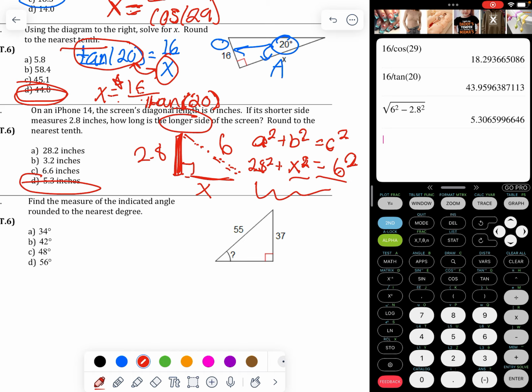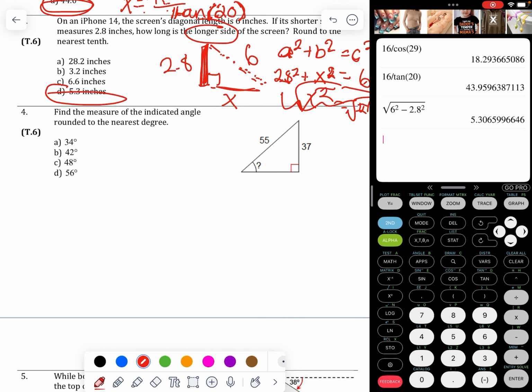What these answers are: move that 2.8 over, subtract them together, then we should have x squared equals a number, and we want to take a square root of that. Should have got 5.3. Okay, if we didn't get the same answer, just come to me, and then we can talk about it. All right.